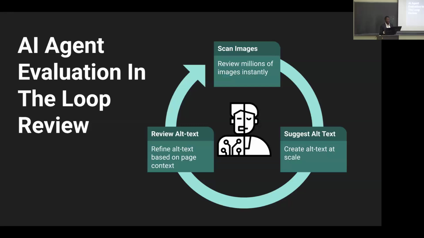The way that we try to mitigate this, and the way that I would suggest you mitigate it in your own organization, is what we call AI agent evaluation in the loop. We talked about human in the loop, where I'm approving or rejecting a change. AI agent in the loop is very similar, but rather than me, the human, saying this looks good, it's an AI agent saying this looks good.